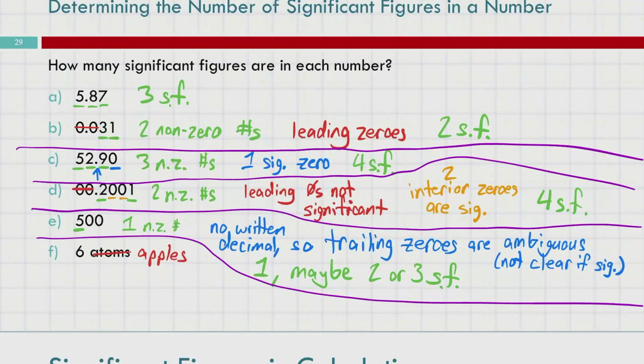What if they're different sized apples? Does that change the number of apples we have? What if they're different colored apples? Does that change the number of apples we have? Would anyone say we've got 6.1 apples because one of them's big? No. So this one's also sort of a trick. Infinite sig figs. Because it's countable.